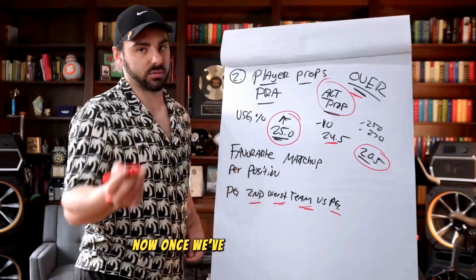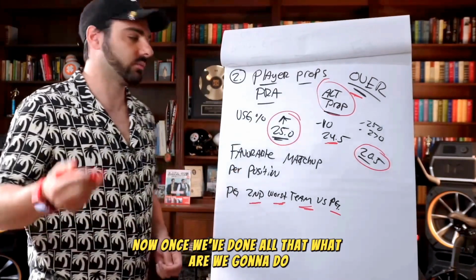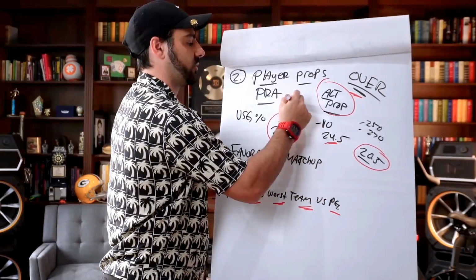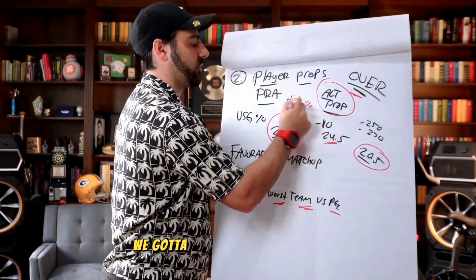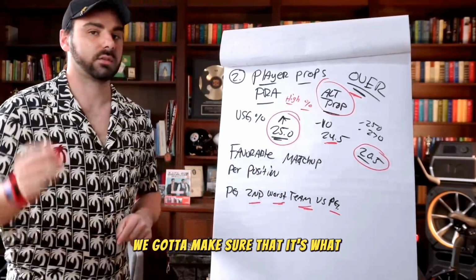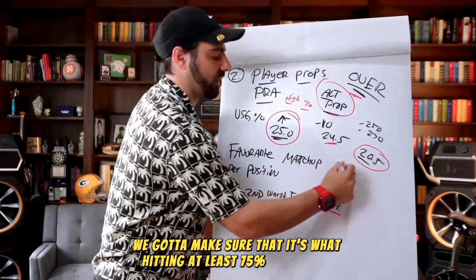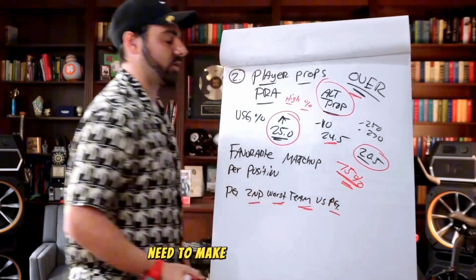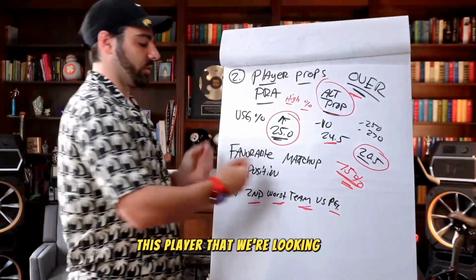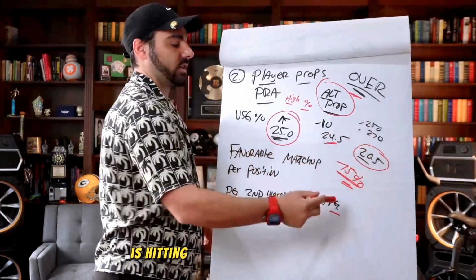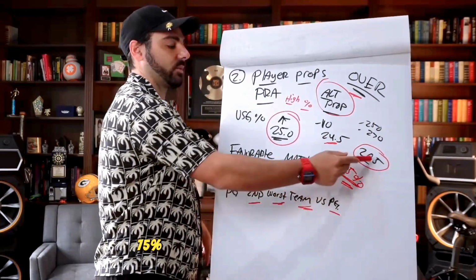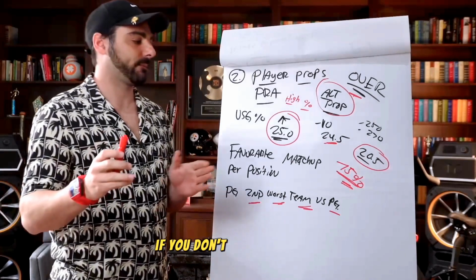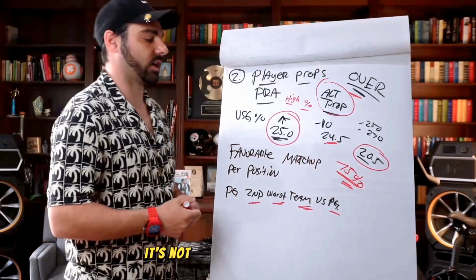Now, once we've done all that, what are we going to do? We got to find the high percentage. We got to make sure that it's what? Hitting at least 75% of the time. It's the same thing as the unders. You need to make sure that this player that we're looking at is hitting at least over this number 75% of the time that he plays his games. We got to make sure of that. If you don't come up with a percentage like that, it's not going to work long term.